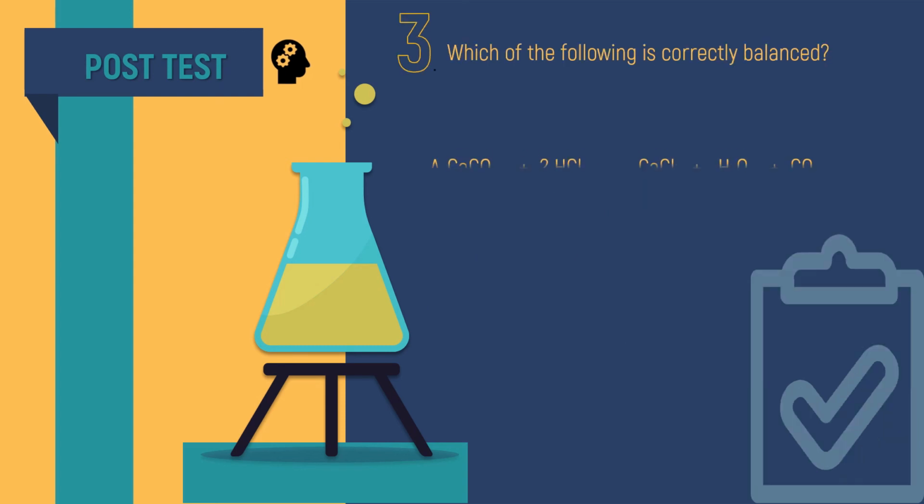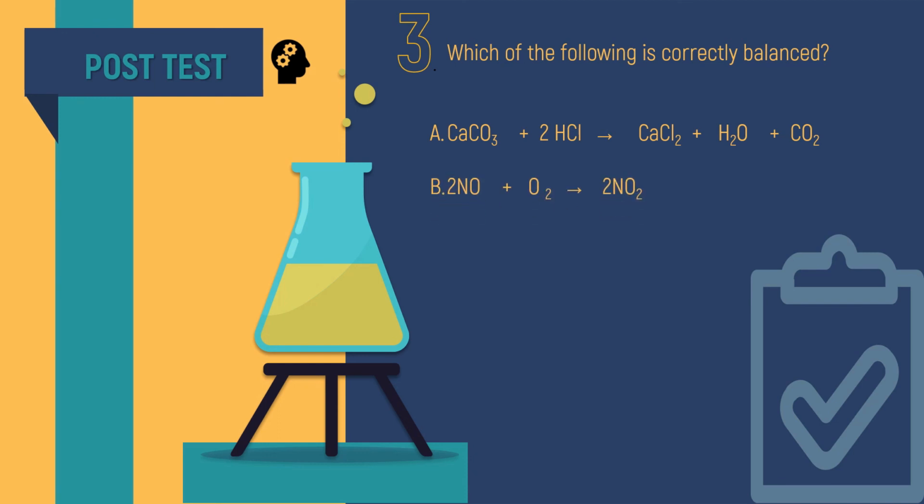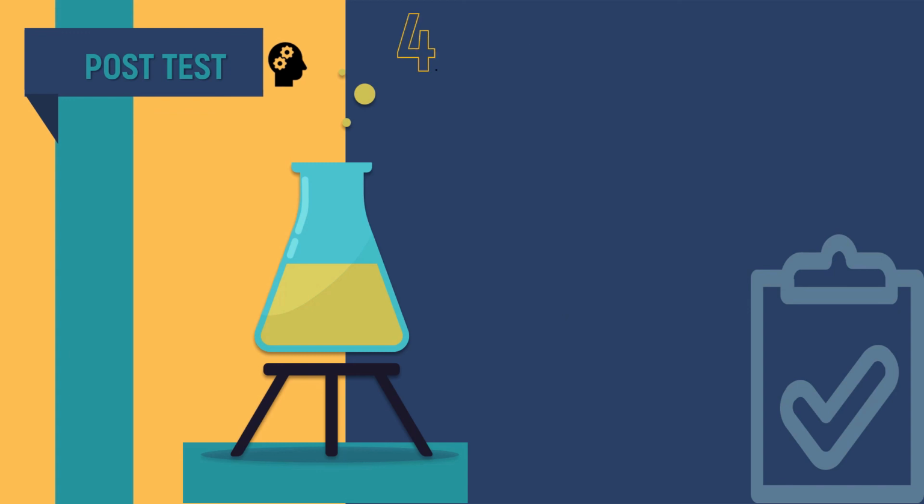Number 3. Which of the following is correctly balanced? A. Calcium carbonate plus 2 moles of hydrochloric acid, producing calcium chloride plus water and carbon dioxide. Letter B. 2 nitrogen monoxide plus O2, producing 2 moles of nitrogen dioxide. C. Aluminum plus hydrochloric acid, producing aluminum chloride plus hydrogen gas. Next, letter D. Hydrogen gas plus iron trioxide, producing iron plus water.